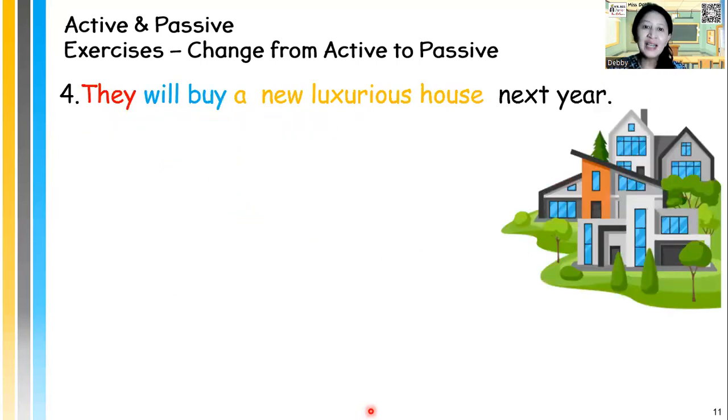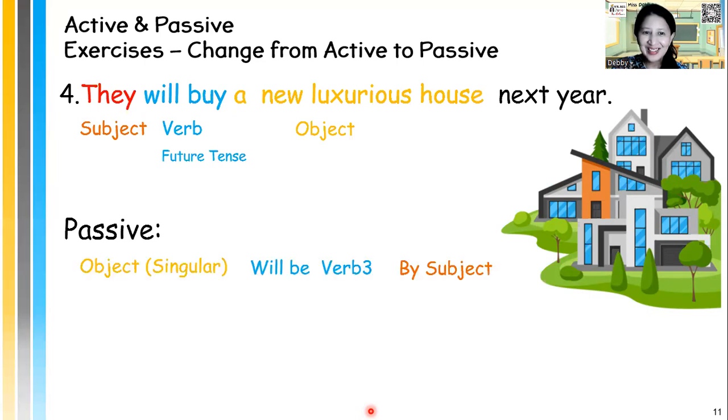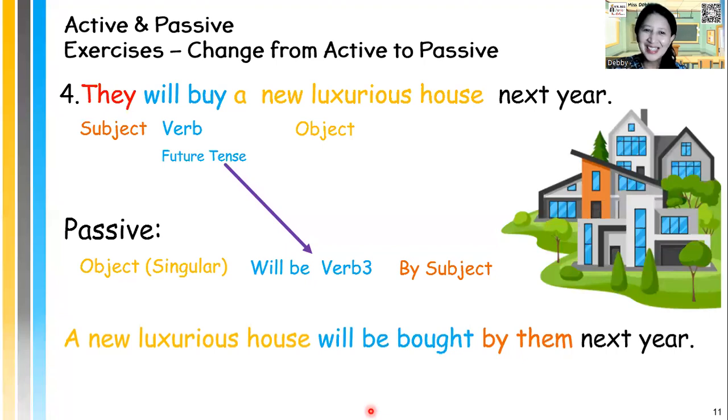Next, they will buy a new luxury house next year. So the subject, they, the verb, future tense, will buy, and the object is a new luxury house. Now the passive sentence will be, the object is singular, right? A new luxury house, and then will be, buy becomes bought, by them, and then the time is next year. Okay.